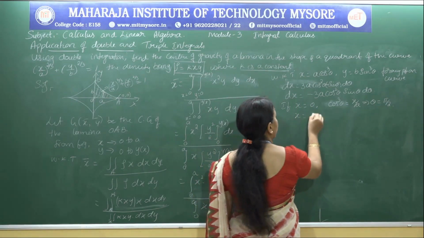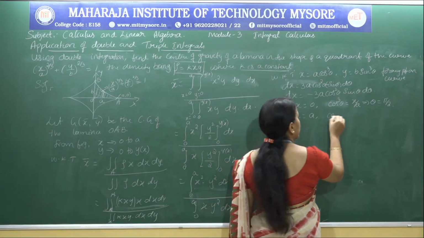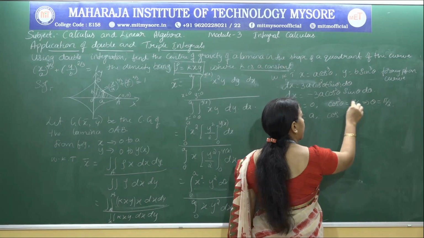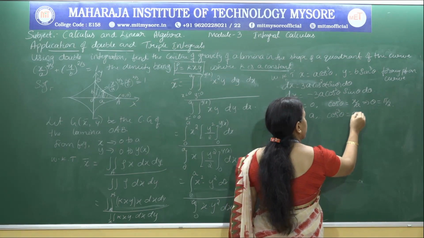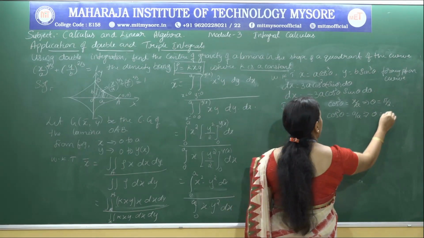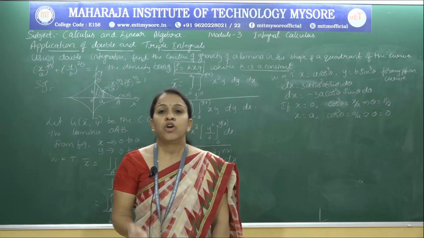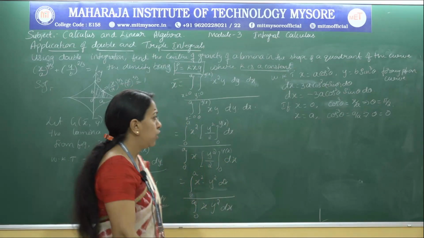And if x equals a, that is the upper limit, then cos cube theta is equal to a by a, which is nothing but 1, which implies theta equals cos inverse of 1, which is 0.